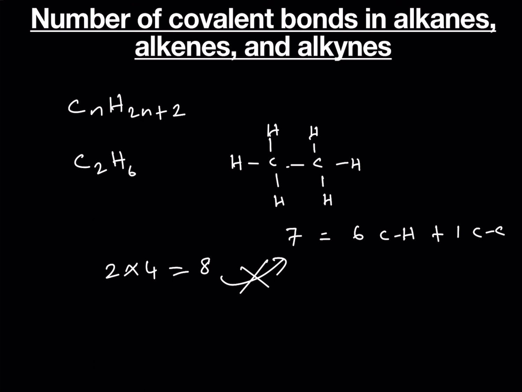Why? This CC bond that we have here is shared. When we count the octet rule for each carbon, there will be 3 CH bonds and then 1 CC bond. So we will be counting that, and when we are checking whether this carbon also obeys the octet rule or not, that time too we will be counting this CC bond. So that CC bond is always shared. So if we can subtract that value, then we will be getting the number of covalent bonds accurately.